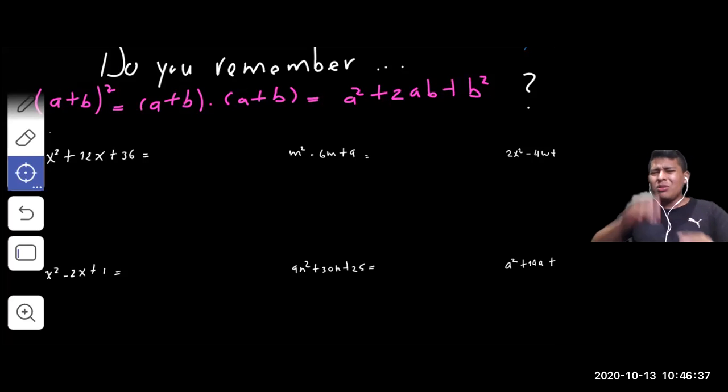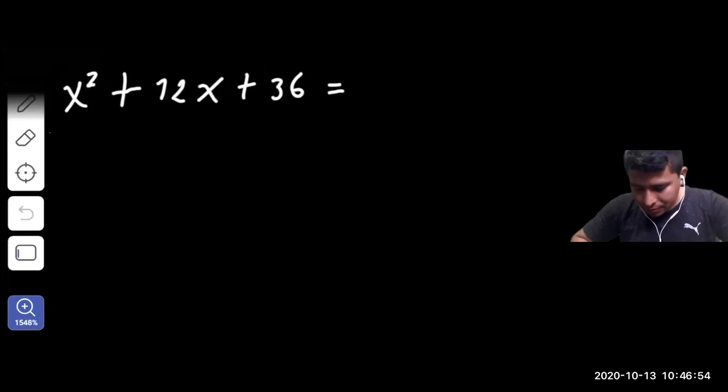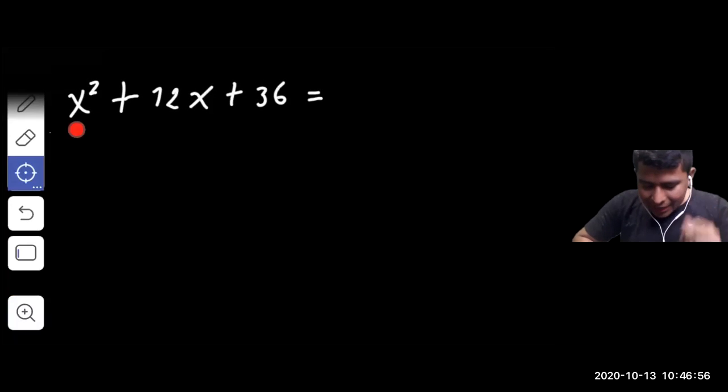Or do we have to do it step by step? You can do it. It's going to work. It's going to be the same. But guys, if you identify when you have a perfect square, it's going to be better because you're going to put this is the answer. Let me show you how to do it. Okay, let's try to solve this one: x squared plus 12x plus 36.